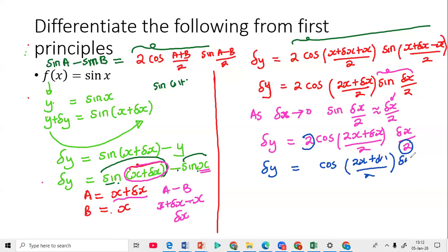Everything times delta x. Hope that is okay. This is x, this is delta x, and this is our 2. Now at this point, what do we need to do is that you are seeing this delta x and the change in y. You can remove this delta x by saying divide by delta x, divide by delta x. So that means you are going to remain with change in y out of delta x will equal to cos of 2x plus delta x, everything divided by 2.